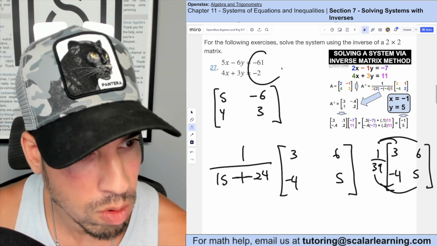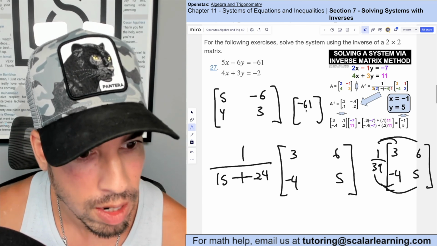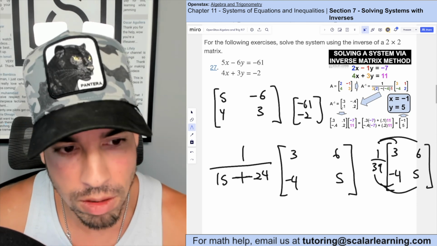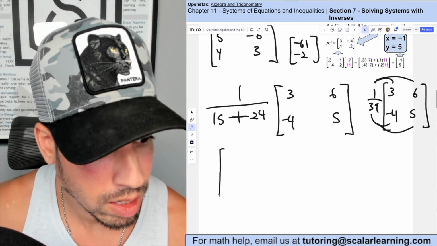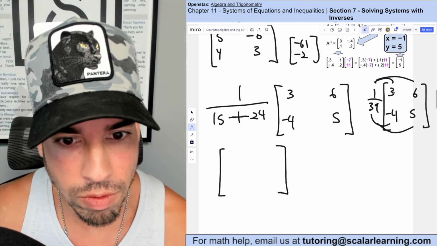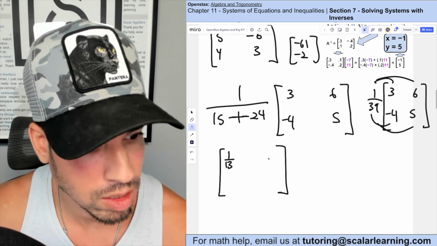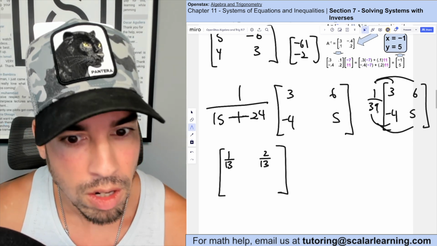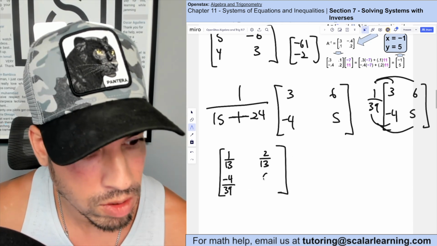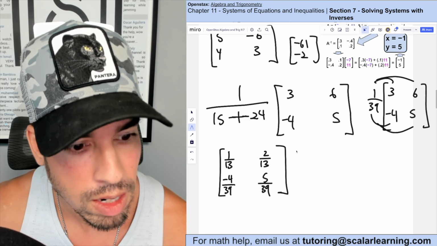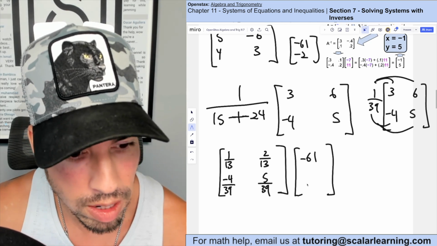Now, as we distribute this in, we're going to get our nice inverse matrix. And before we scroll down, remember this, right? Remember the negative 61 and the negative 2. That's in sort of this little tiny matrix. That's important because we're going to use that in a second. So now as we multiply this out, we get an inverse matrix of 1 over 39 times 3 is 1 over 13. 1 over 39 times 6 is 2 over 13. That times 4 is negative 4 over 39. And then times 5 is 5 over 39.